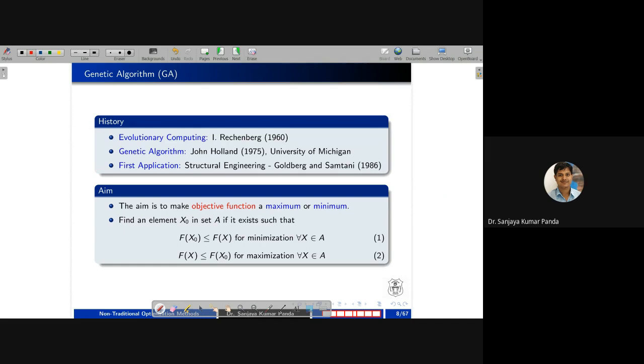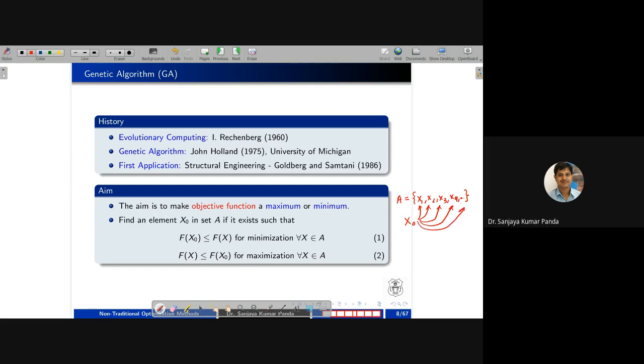Now, let us consider a set. Suppose I am taking a set A. Set A consists of some elements. For example, set A consists of x1, x2, x3, x4, and so on. So, for example, if I ask you to find an element x0, it may be x1, it may be x2, it may be x3, it may be x4, or it may be anything.